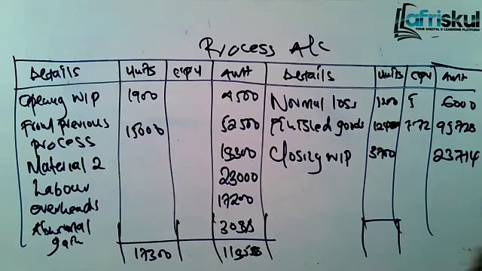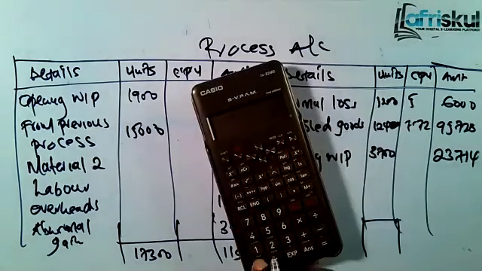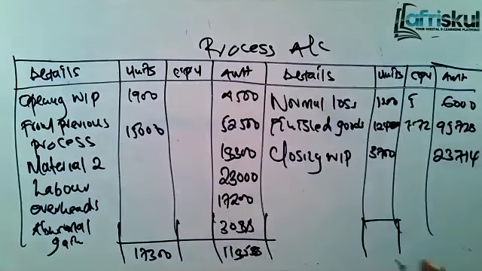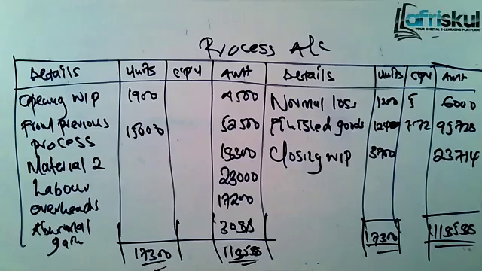So this one will be 17. If you add 1,200 plus 12,400 plus 3,700, you get 17,300. So this one will be 17,300, and this one will be 11,85,88. So that one will bring us to the end of that question.